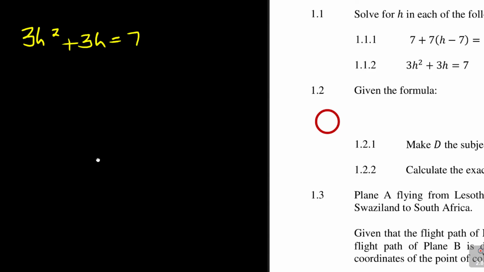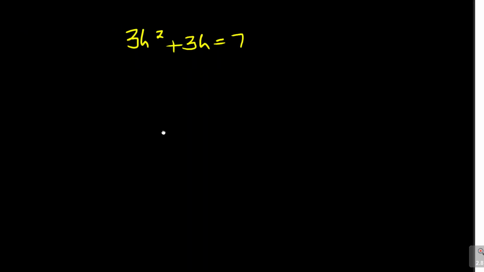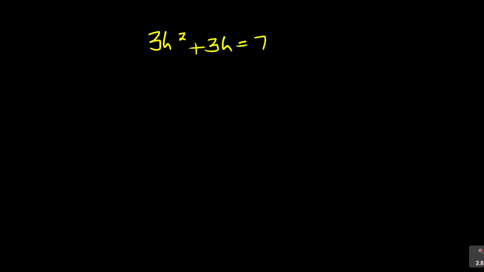So the moment they say leave your answer to 3 decimal places, look at the mark allocation. They gave it 4 marks. Why did they give it 4 marks? Because they know you cannot factorize this. This, guys, is a quadratic equation. Why do I say it's quadratic? Look at the power. The power is 2.